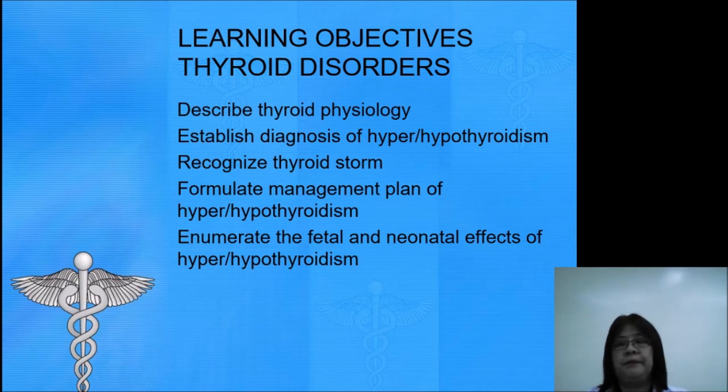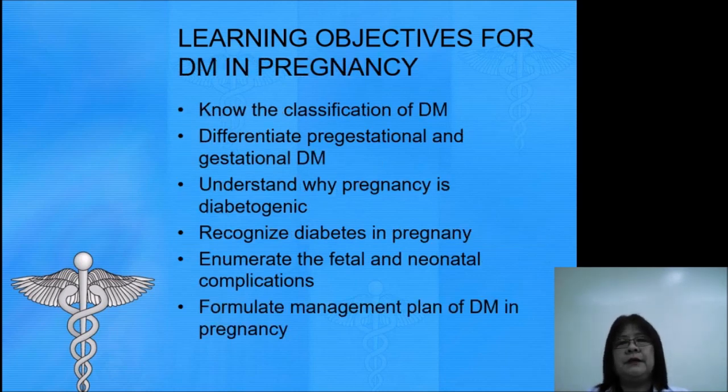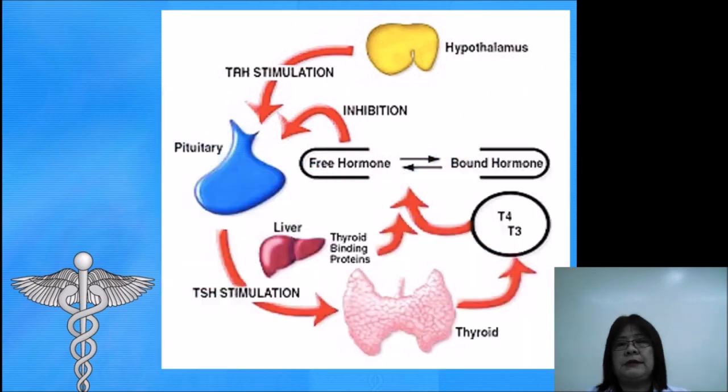and hypothyroidism. For the learning objectives in diabetes mellitus in pregnancy, you have to know the classification of diabetes mellitus, differentiate pre-gestational or overt diabetes from gestational diabetes mellitus, understand why pregnancy is diabetogenic, recognize diabetes in pregnancy, enumerate the fetal and neonatal complications, and we will formulate a management plan of DM in pregnancy. So we'll start first with thyroid disorders in pregnancy.